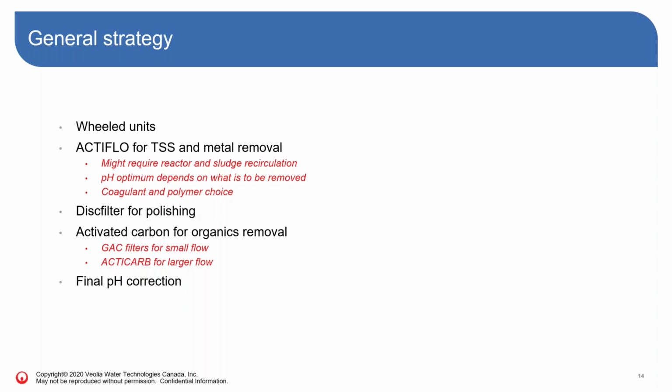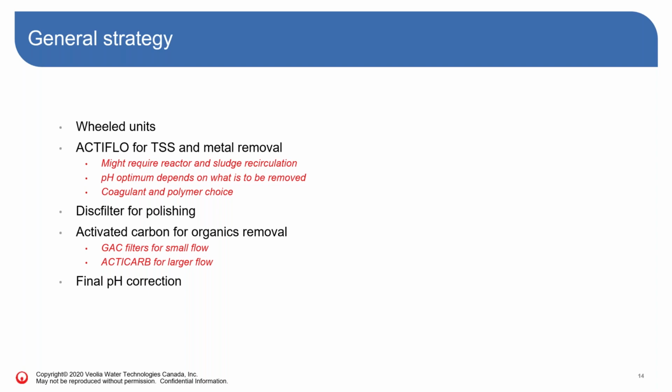A filter will be used very often for polishing. This filter basically just removes 80% of the TSS going out of the ActiFlow. Because the regulations for metals are usually in total metal, if we remove 80% of the TSS going out of the ActiFlow, we're removing 80% of the metals. Then activated carbon for organic removal.